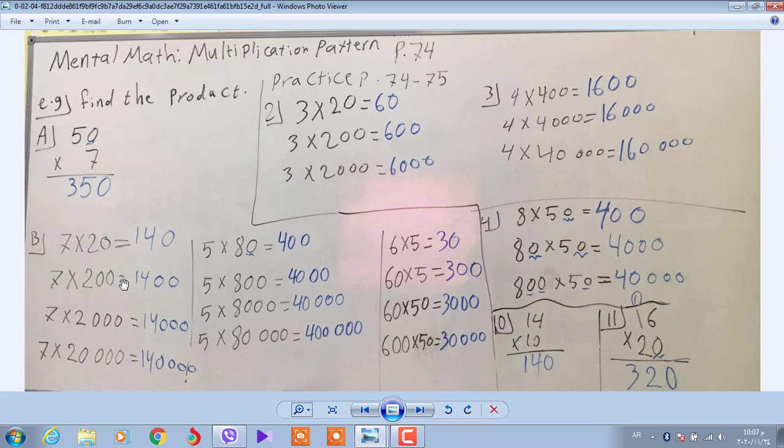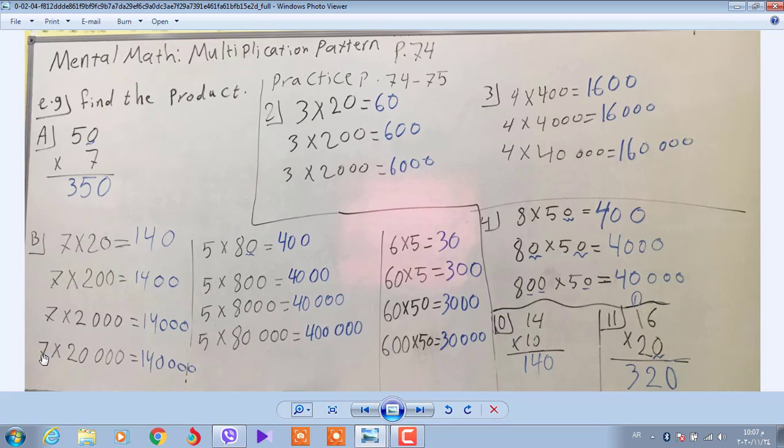Because we have 2 zeros, we need to write down 2 zeros in the answer. So 7 multiplied by 200 equals 1400. In another question we have 7 multiplied by 2000. 7 multiplied by 2 equals 14. Because we have 3 zeros, we need to write down 3 zeros in the answer.